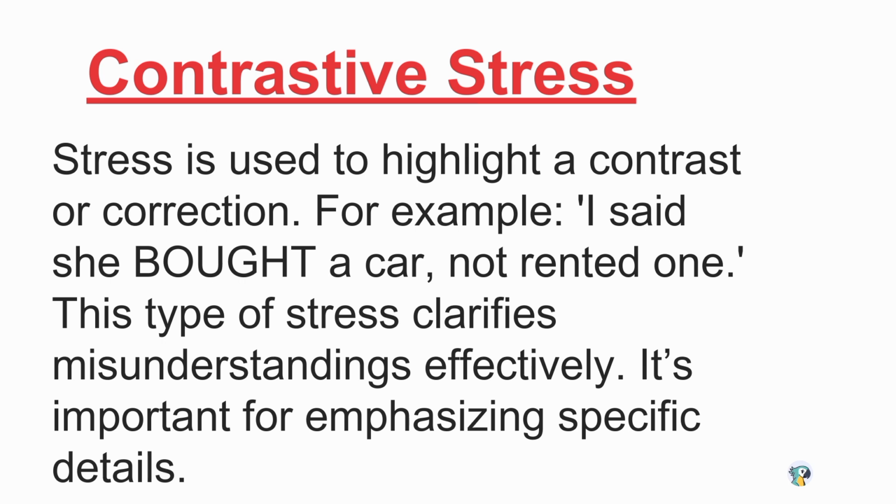She bought the car, she didn't sell it. She bought a car, she didn't borrow it. This type of stress clarifies or emphasizes effectively by clarifying misunderstandings. It's important for emphasizing specific details and correcting some misunderstood emotions or feelings about a particular speaker's expression. So I said she bought a car, she didn't rent it. Those are examples that we need to know.